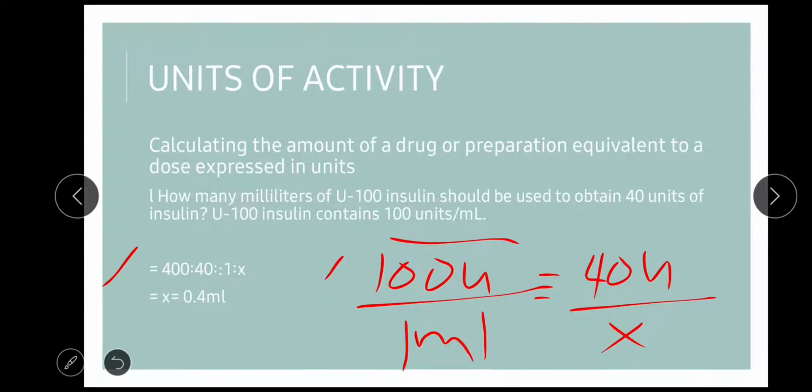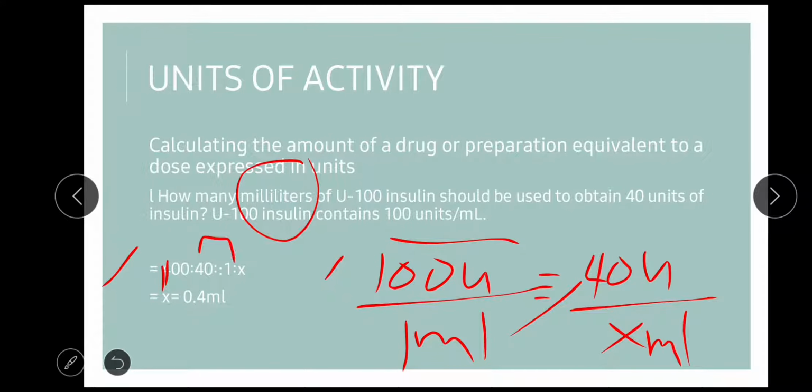X is what we are looking for, right? X here should be in milliliters. How many milliliters? So, for ratio and proportion, 100, not 400. 100 is to 40 is to 1 is to X. The computation is the same for ratio and proportion and dimensional analysis. 40 units per ml.